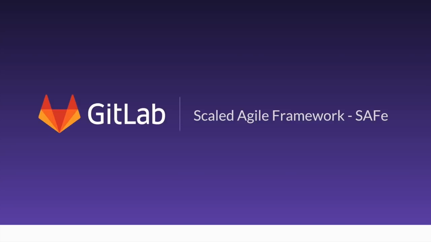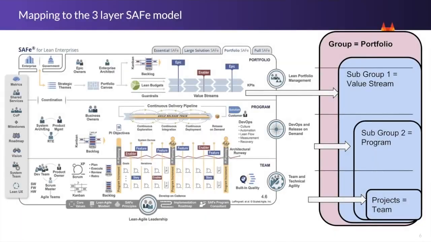When we look at GitLab and Scaled Agile Framework, if your organization is looking to move towards SAFe, you are going to be able to align via what we just talked about, the groups and the projects. How we look at it is, if we're looking at portfolio SAFe and at that portfolio level, that top parent group or umbrella group is going to be at the portfolio level. There's going to be a subgroup that aligns with a value stream, and then a second subgroup that aligns with a program.